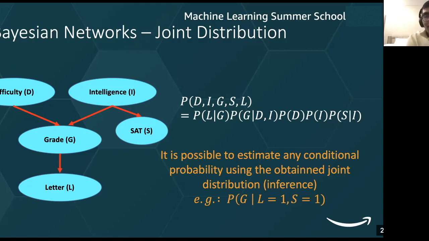So I hope the way we have broken down this joint distribution is clear, because that essentially forms the crux of the Bayesian network, and it makes both parameter estimation as well as inferencing a much simpler task than it would have been otherwise.